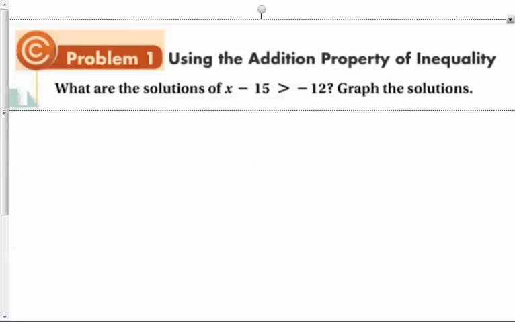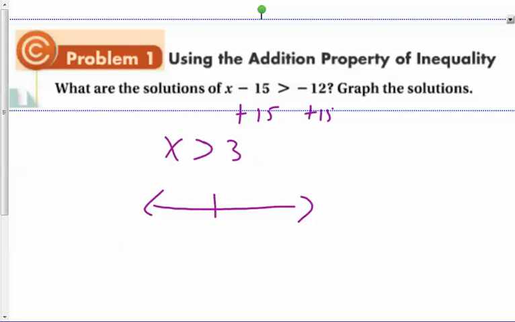For this one, I'm going to add 15 to both sides. And now I get x is greater than positive 3. Now for the graph, I'm going to draw a line and put a tick right here. I'm going to put a 3 here. Now, is the 3 open or closed? Well, I think the 3 is open, and I shade to the right because the variable is on the left-hand side. Makes sense? Why don't you try that with the got it? I'll see you here in less than a minute.